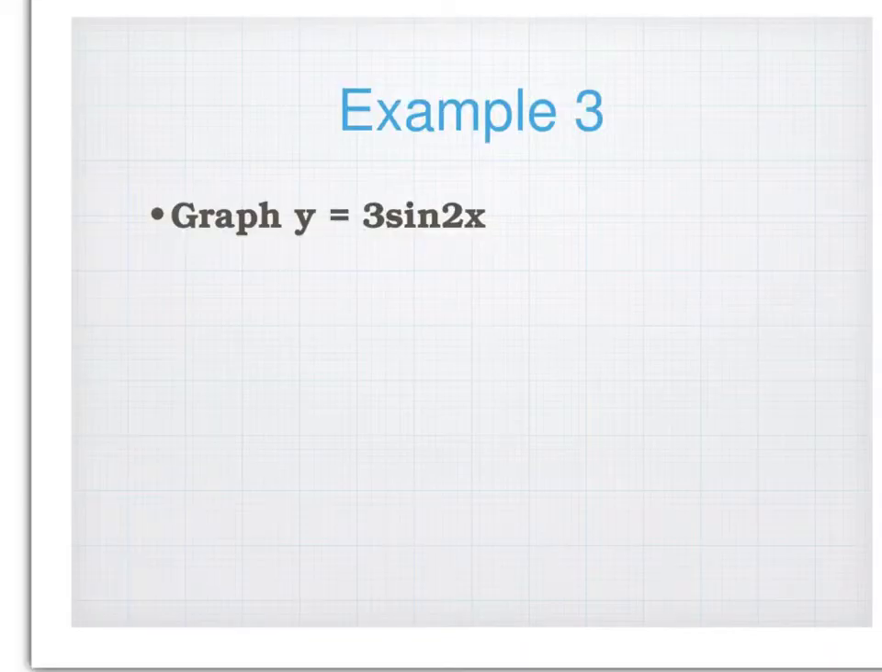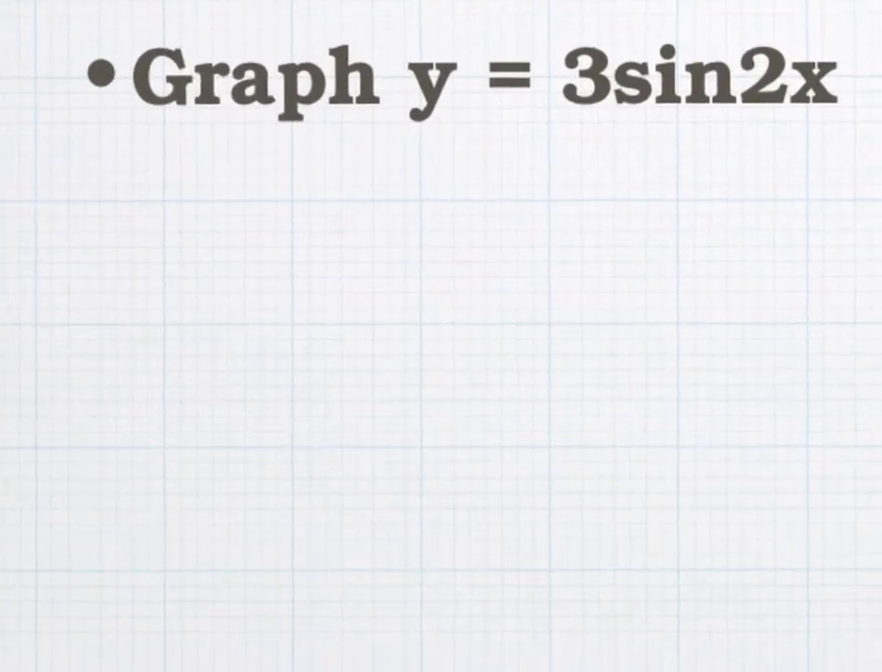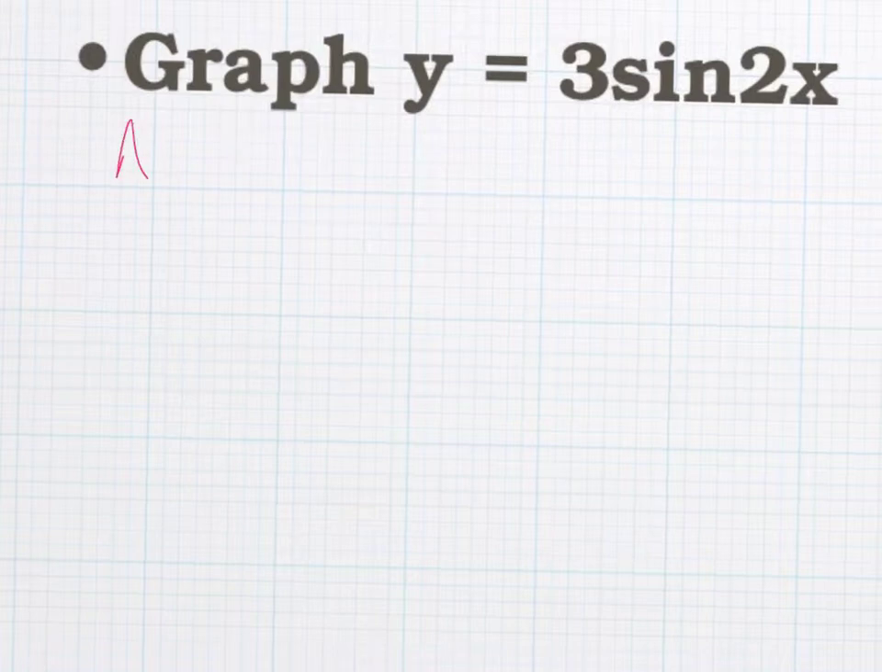Okay, so here we have an example where the amplitude and the period have shifted. Okay, so let's take a look. Remember, you always want to start by identifying the amplitude. The amplitude is the absolute value of what's happening in front of sine, and that value is 3. That's going to be your maximum and your minimum value.